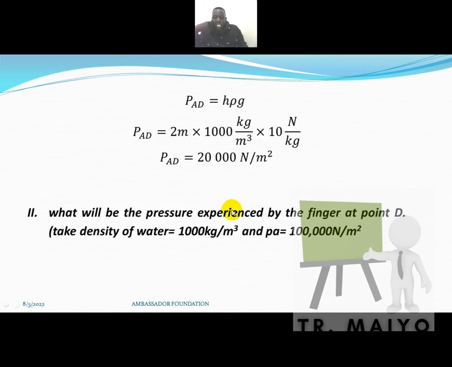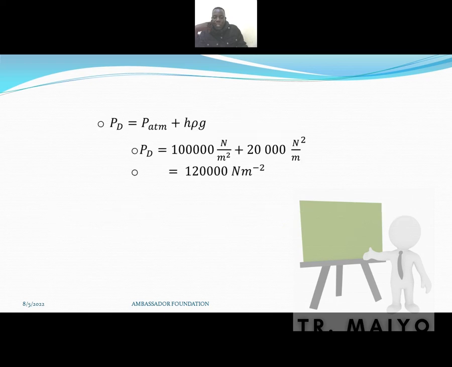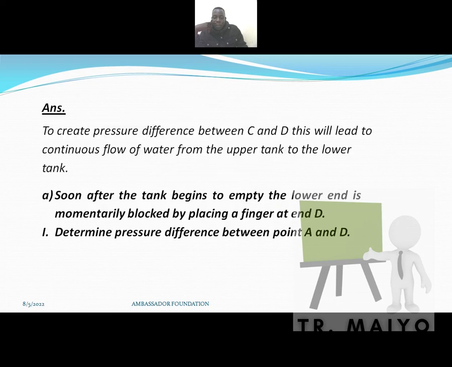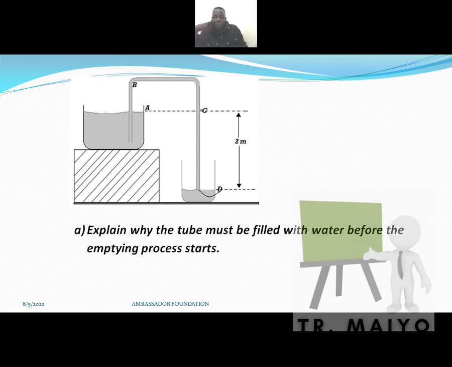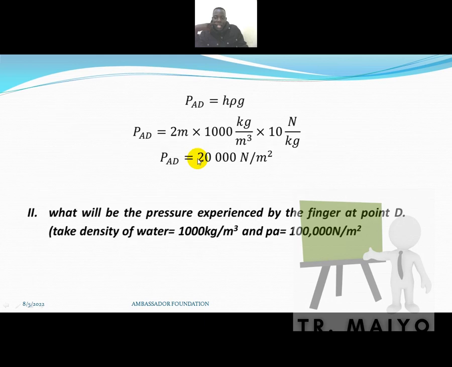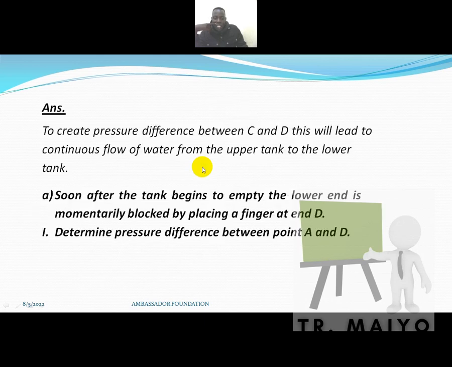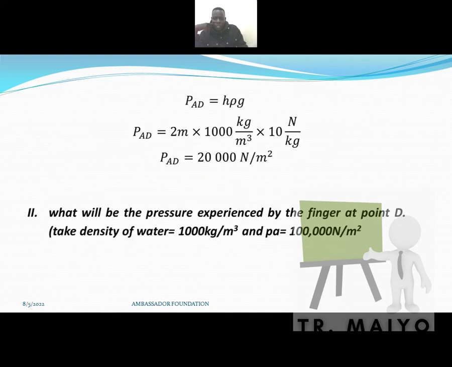What will be the pressure experienced by the finger at point D? Take the density of water. It will be the same thing because, at point D, what will be the pressure experienced at point D? Unless we are given the height between A and B, so that now we get all of these rho g h. They have not given us. But they have asked, what will be the pressure experienced by the finger at point D?